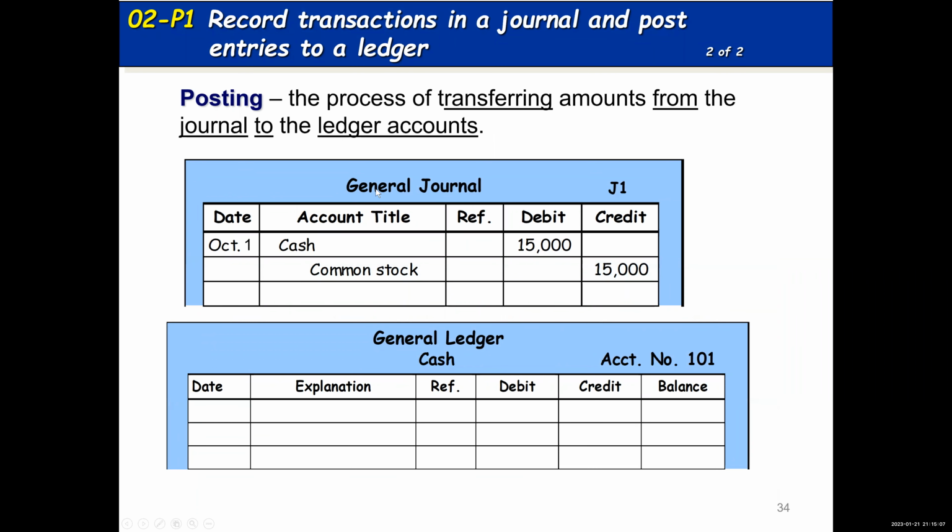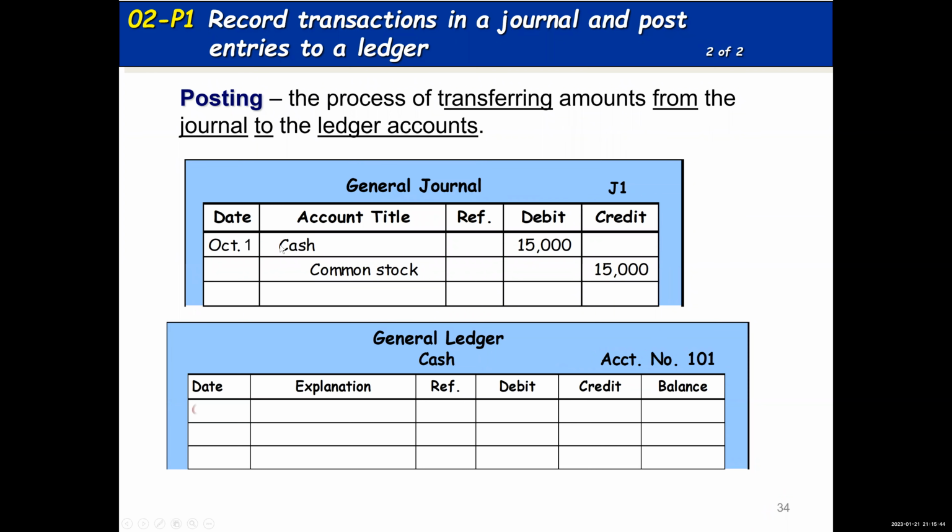Now that we have all of our entries in, let's go ahead and post to the ledger. Posting is just the process of transferring amounts from the journal to the ledger. We do this one line at a time. So I don't bore you, I'm only going to do the first line, but you would do this line first, then the next line, and keep going down the road, transferring all those amounts to the ledger.